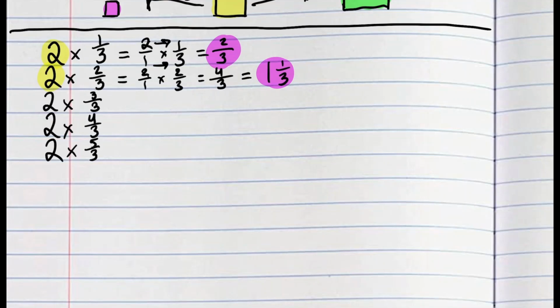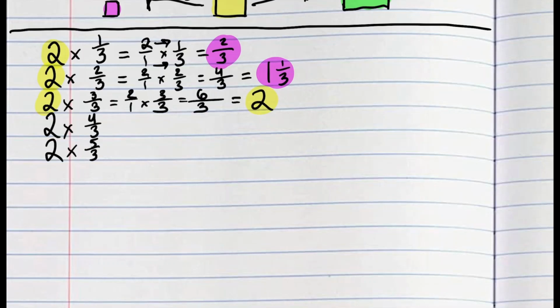Let's start with 2 times 3/3. I can write my 2 as a fraction, 2/1 times 3/3. 2 times 3 is 6. 1 times 3 is 3. 6/3. Well, 6 divided by 3 is 2. So that one's really interesting. I started with 2, and when I multiplied it by 3/3, I ended up right back at 2. Well, that would make sense because 3/3 is the same thing as 1. And whenever I multiply something by 1, it stays the same.